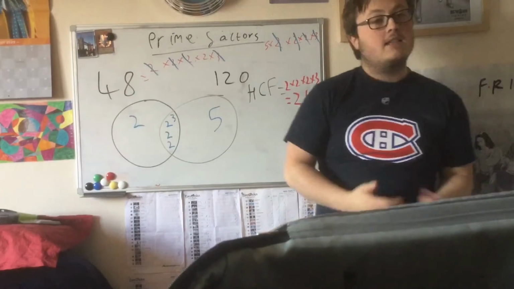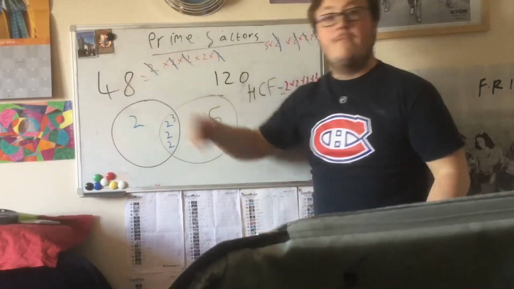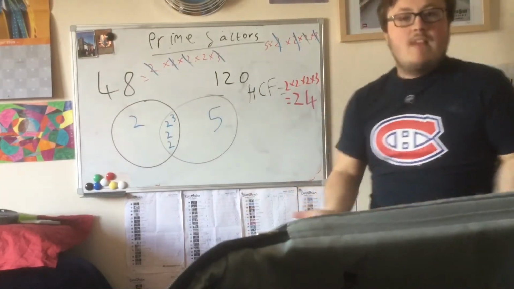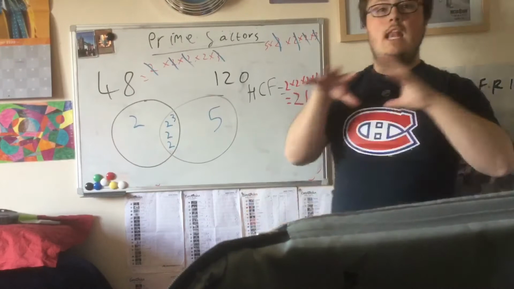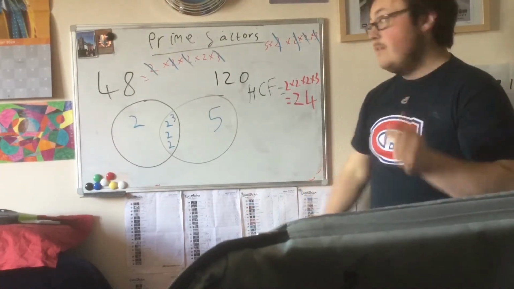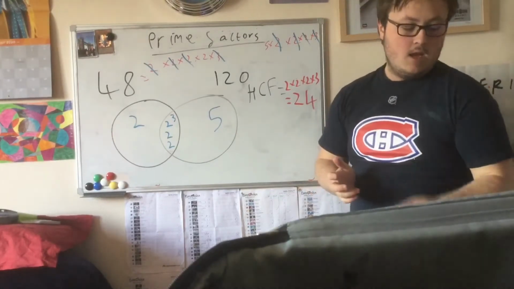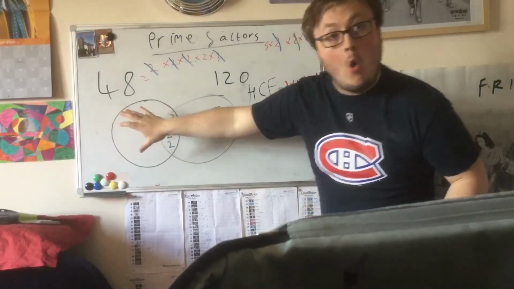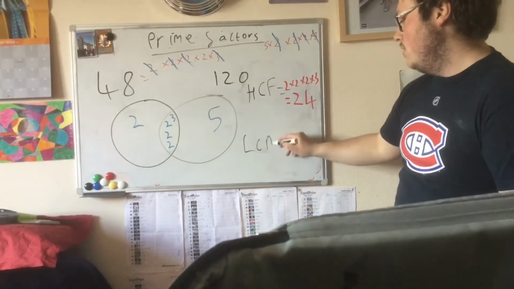What highest common factor means is that it is the highest number that's a factor of both 48 and 120. Now the lowest common multiple means the lowest number that's both in the 48 and in the 120 times table. Now to do that, we're going to need the whole Venn diagram. So I'm just going to write LCM, the lowest common multiple, underneath.